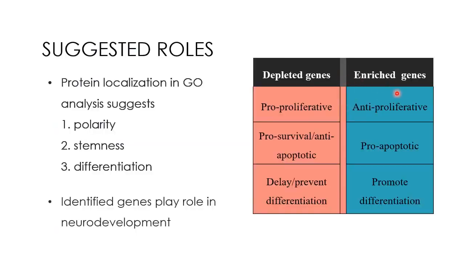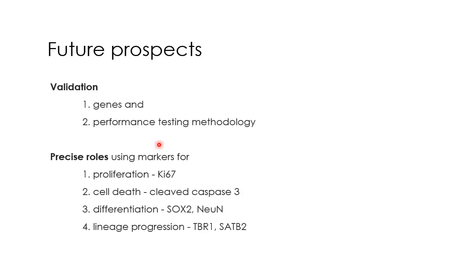The enrichment and depletion suggest that these genes regulate proliferation, differentiation, and survival. The presence of protein localization in GO analysis suggests these genes might regulate polarity, stemness, and differentiation. This, in conjunction with the fact that most of the identified genes play a role in neurodevelopment, adds to the validity of the screens and usage of these screens to identify genes regulating cortical development. However, the experimental validation of these genes has to be done to see if the performance testing methodology reduces FDR. Validation along with measurement of markers for suggested roles will also dissect the role of these genes in neurodevelopment.